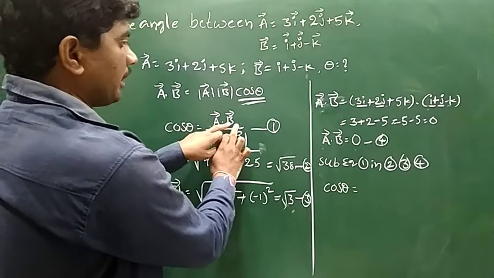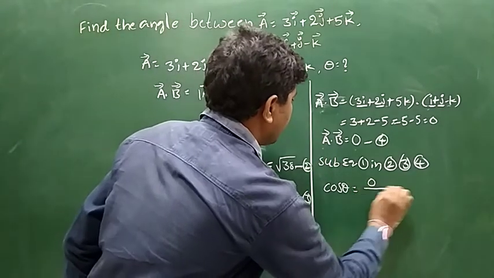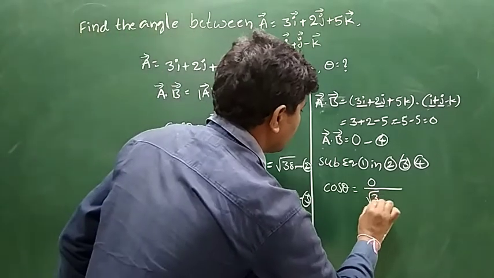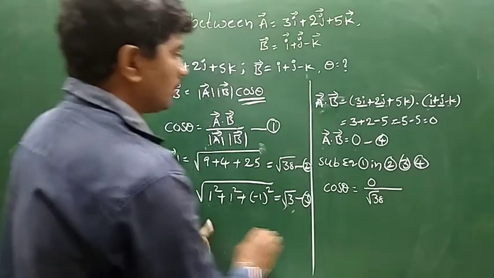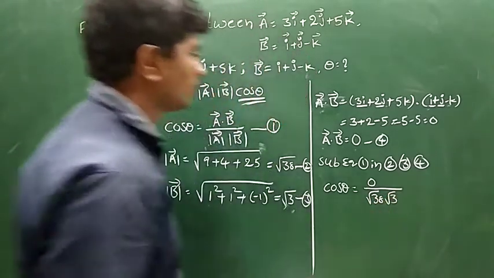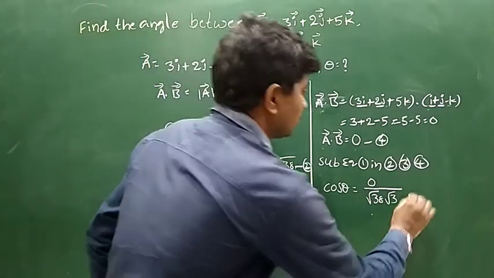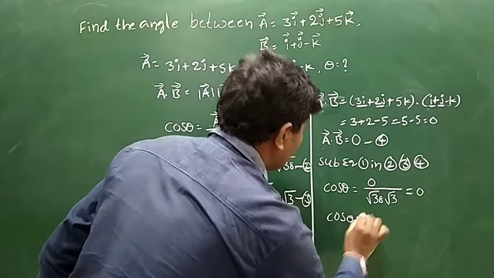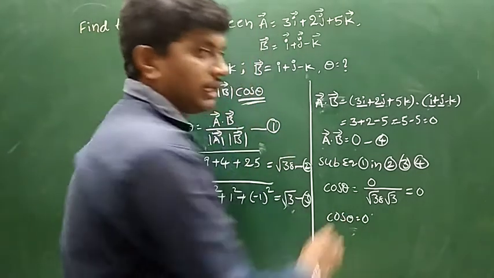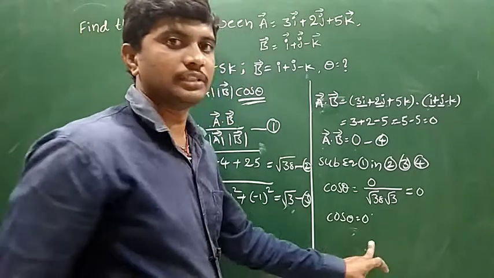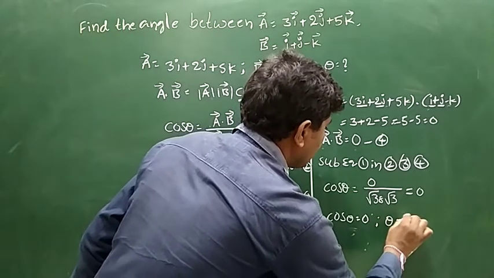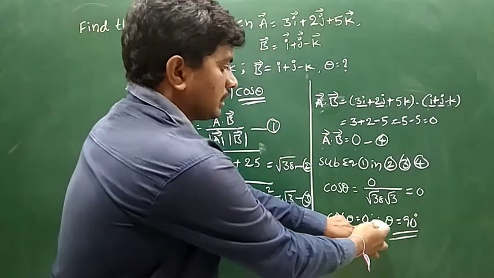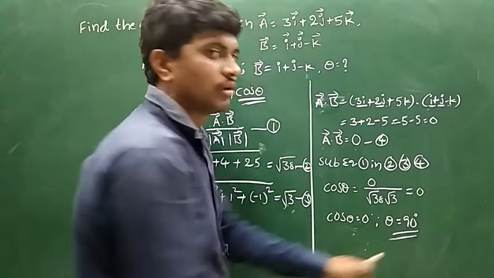A bar dot B bar equal to 0 by mod A bar, which is root 38, next mod B bar is equal to root 3. 0 by something is equal to 0. Therefore, cos theta is equal to 0. To find out the theta angle, cos theta equal to 0 means theta is equal to 90 degrees, because cos 90 degrees is equal to 0. Finally, theta is equal to 90 degrees.